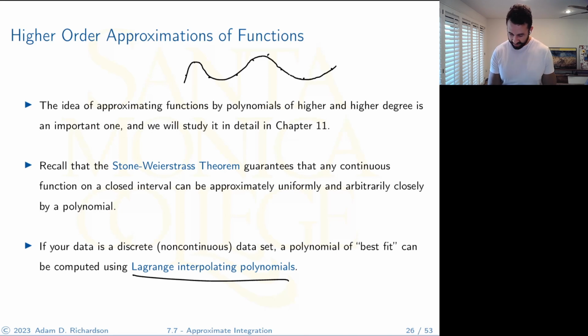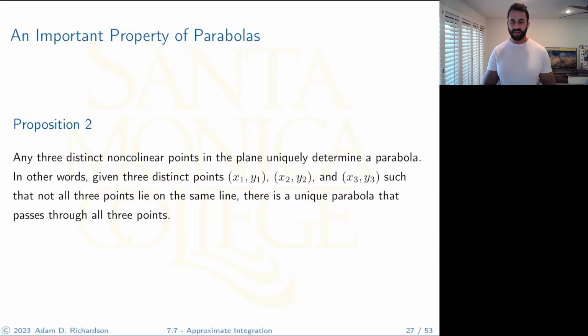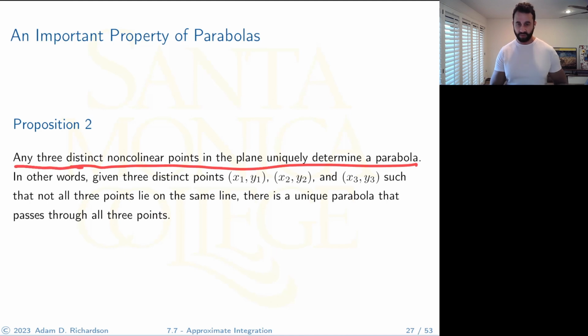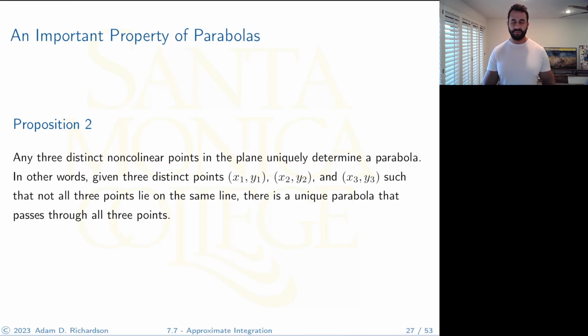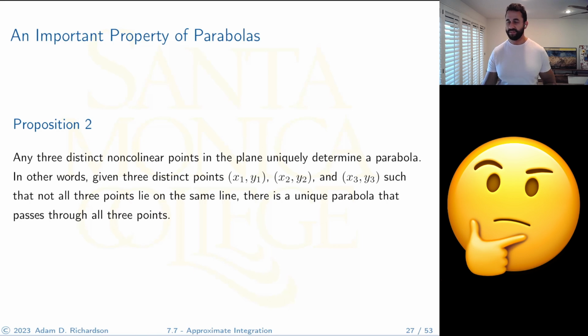Interesting stuff. All right. So now, before we get into the last integral approximation method called Simpson's rule, I want to recall, or at least tell you all about an important property of parabolas. So if you never heard this before, this is an interesting result, and it explains why we need another condition in order to do a quadratic approximation. So any three distinct non-collinear points in the plane uniquely determine a parabola. So what that means is if you just pick any 3 points in the plane that don't lie on the same line, then there's a unique parabola that passes through them. Yeah, ponder that for just a minute here.